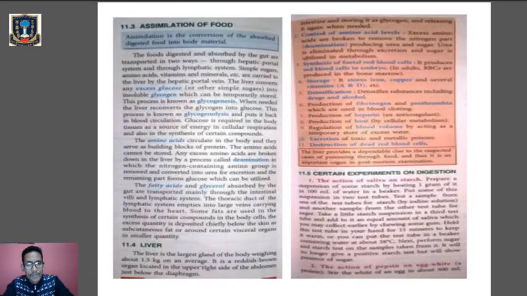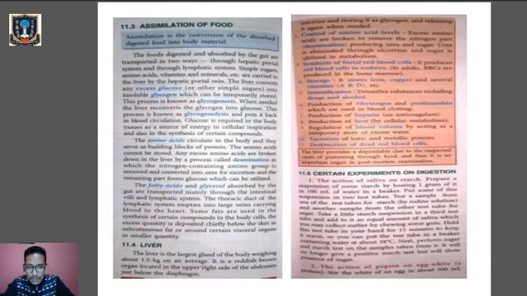Simple sugars, amino acids, vitamins and minerals are carried to the liver by the hepatic portal vein. Hepatic means liver. The liver converts the excess glucose to glycogen by the process called glycogenesis. Clear? What is glycogenesis? The conversion of excess glucose to glycogen is called glycogenesis. Whenever there is a demand for glucose in the body, that glycogen will be reconverted back into glucose, which is called glycogenolysis.